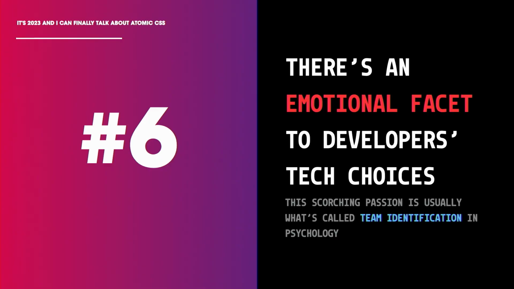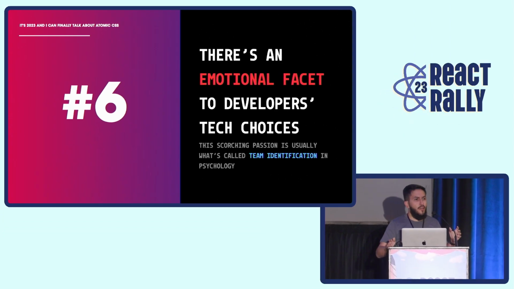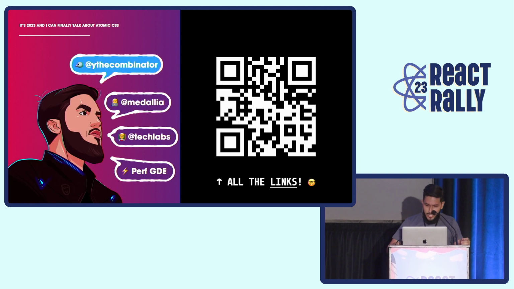I noticed that there's this emotional side to our developer tech choices these days, and that's really bad. And in other fields, people look at that and then they recognize this is what psychology calls team identification. So I think we should do the same and rethink the way we're facing all of these choices.